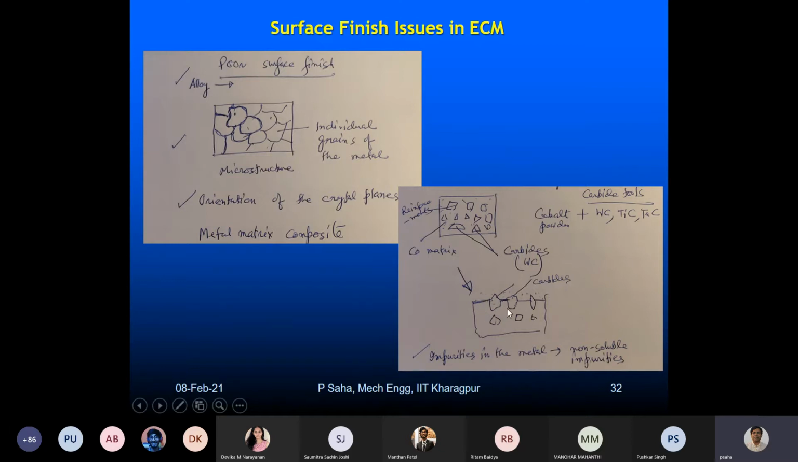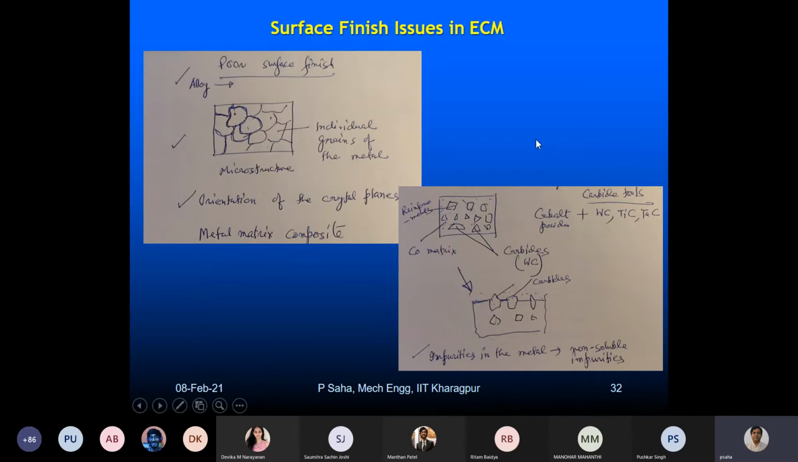Eventually they will be machined from the sides and loosened out, and they will be removed by flushing. So when you machine by ECM, the size of the reinforcement particles will dictate the eventual finish. When they emerge out and escape from the metal, they leave these craters. That may smoothen out further, but new particles will get exposed. So there is no question of having a submicron or nano level finish for ECM.